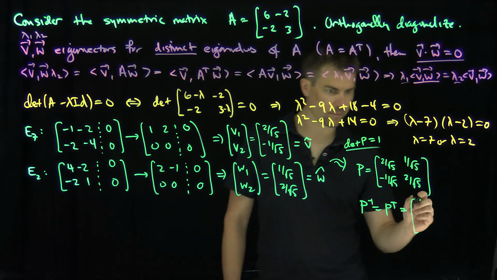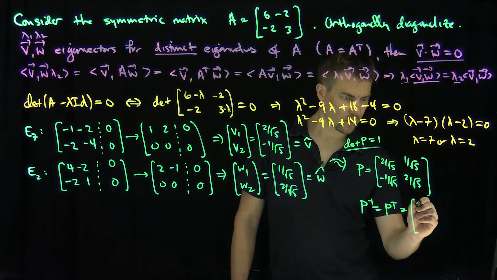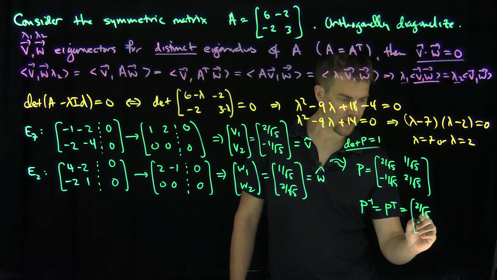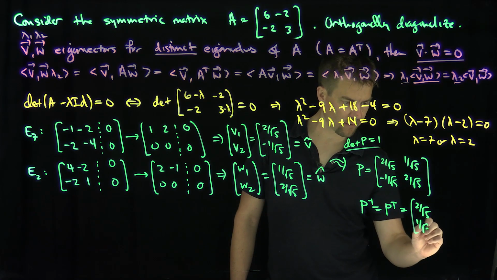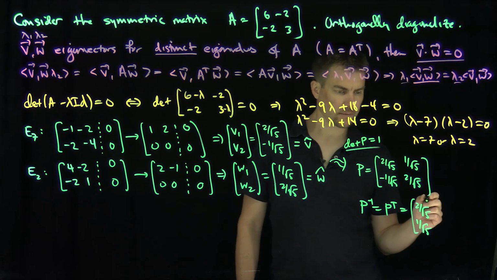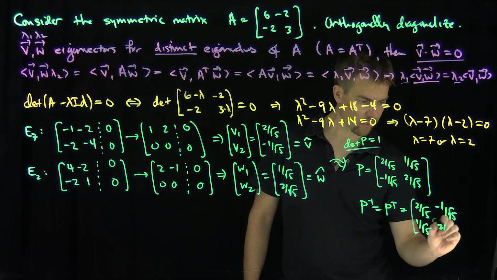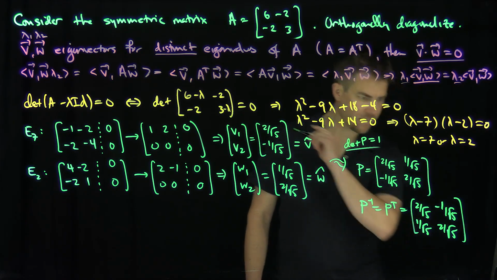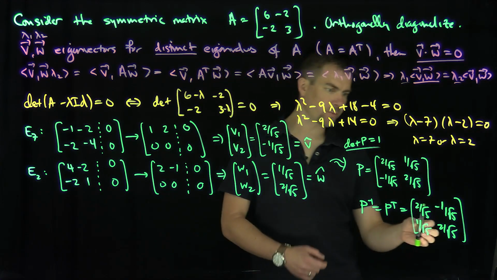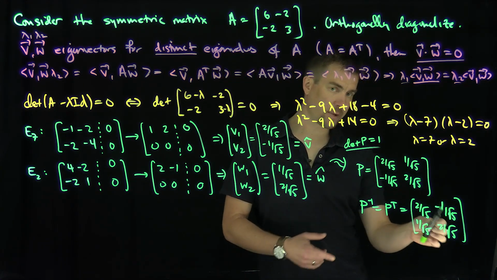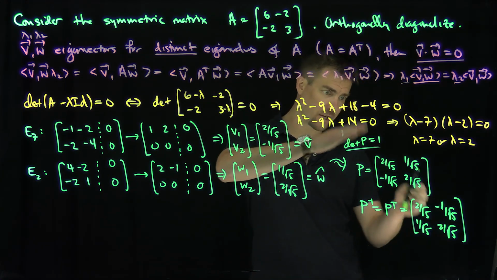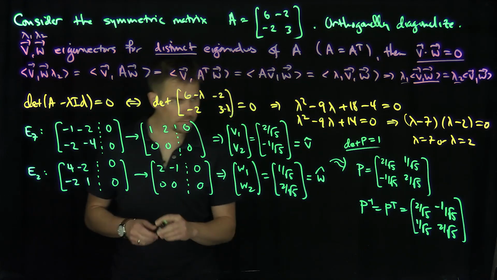And so P inverse is just going to be what? It's just going to be 2 over root 5, and then 1 over root 5, and then a negative 1 over root 5, and then a 2 over root 5. Okay? And of course we can see this corresponds to what? This P transpose has the positively oriented rotation, this is the negatively oriented rotation, okay?